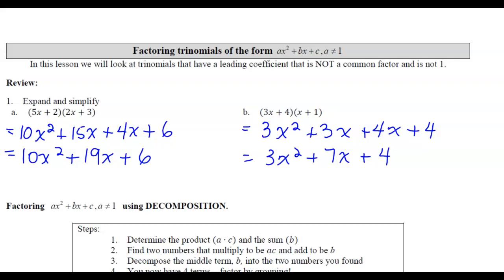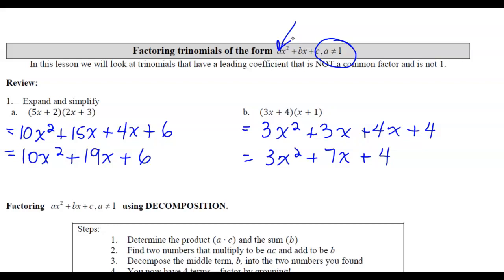Okay, so we're factoring trinomials of this form ax squared plus bx plus c. Same form as yesterday. What's different? Now, the a is not 1. So there's going to be a number in front of the x squared. Okay, that's all that's different from yesterday. Yesterday, we may have had numbers in front, but we could common factor them out. Now, we might not be able to.